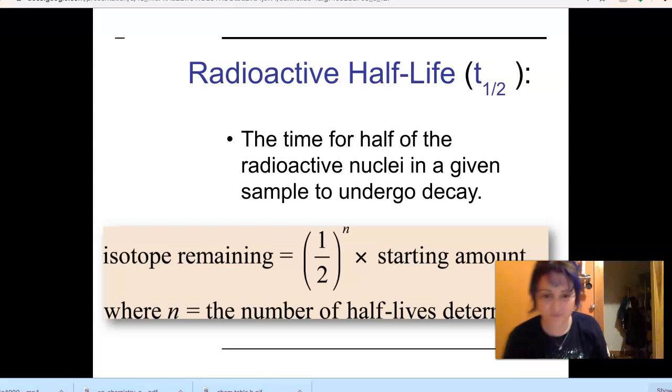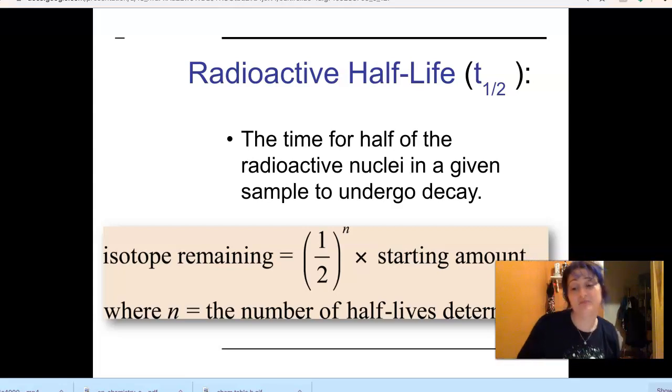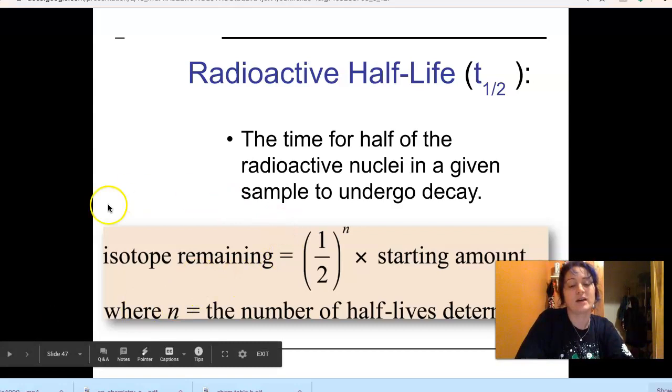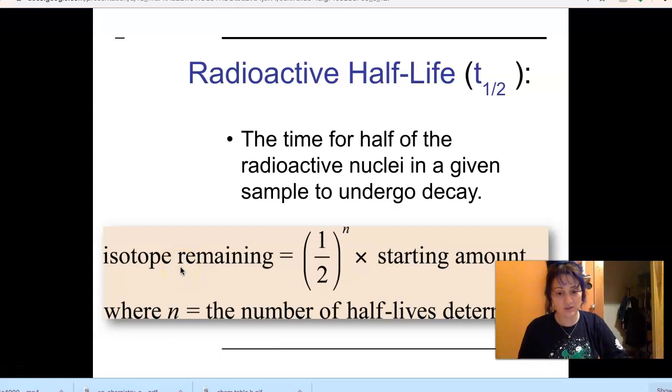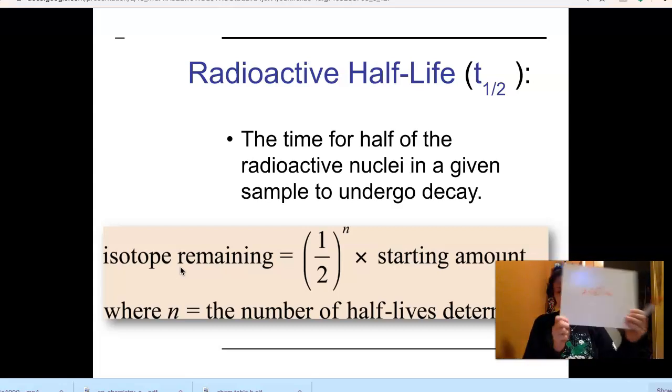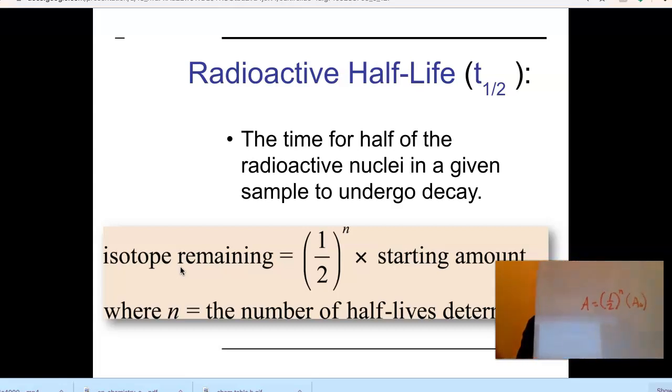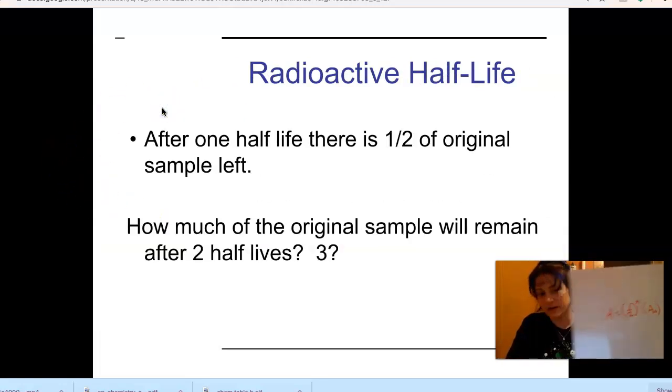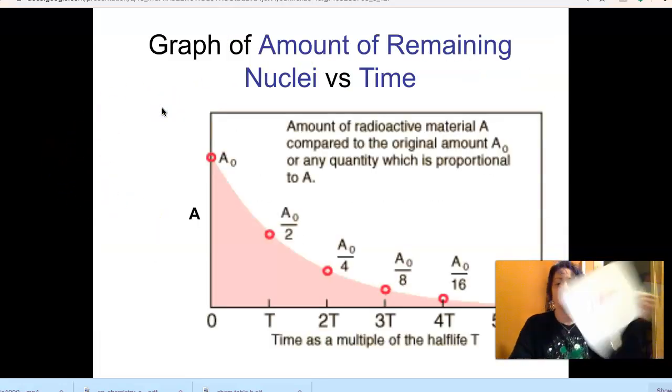Okay, but I digress. So when we're looking at half-life, because it is an exponential function, we can write an exponential equation for this. Basically, the isotope remaining is A equal to 1/2 to the N times the starting amount, A naught. So you have this equation here, where N is the number of half-lives present. We will look at this.